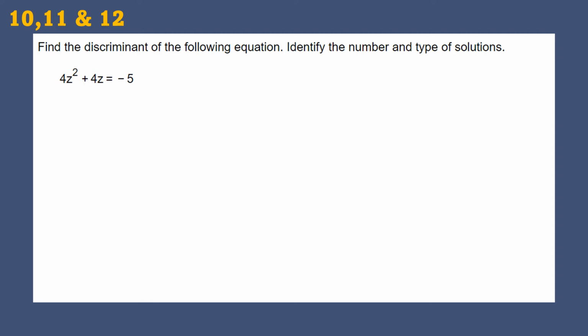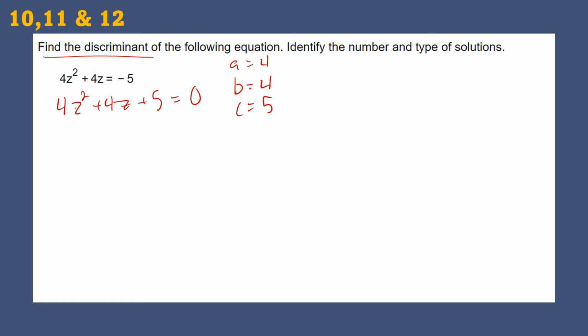This one says, hey, don't do all the work, please. It just says find the discriminant. So what we're going to do is first get it equal to 0. 4z squared plus 4z plus 5 equals 0. And so a equals 4, b equals 4, and c equals 5.